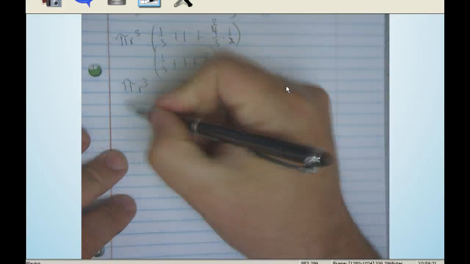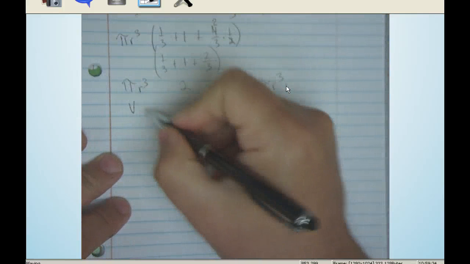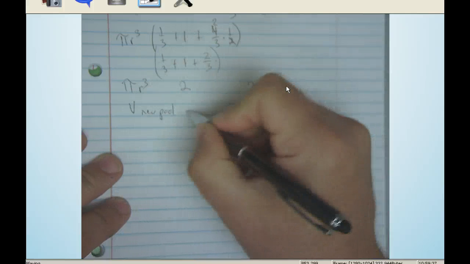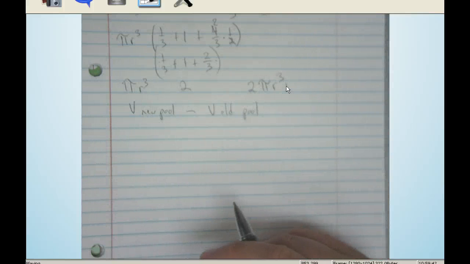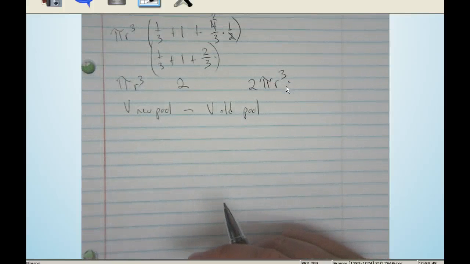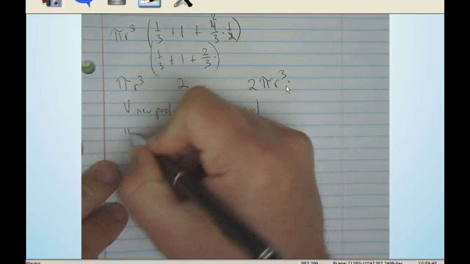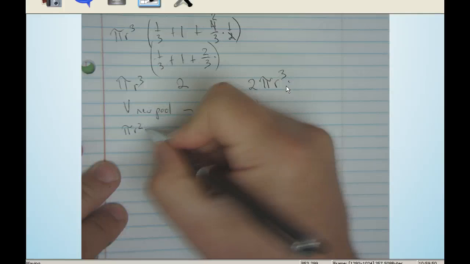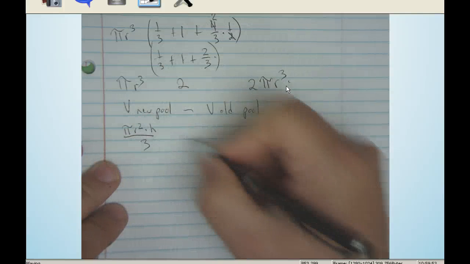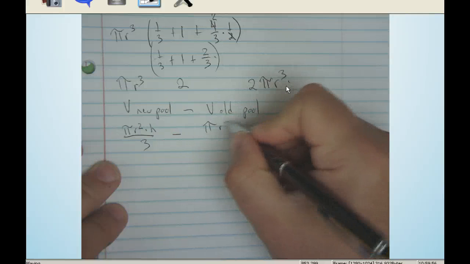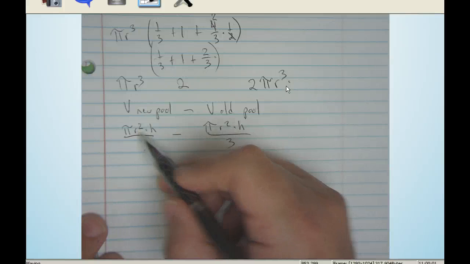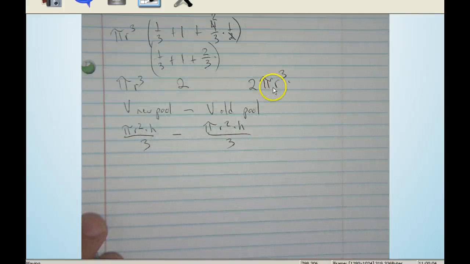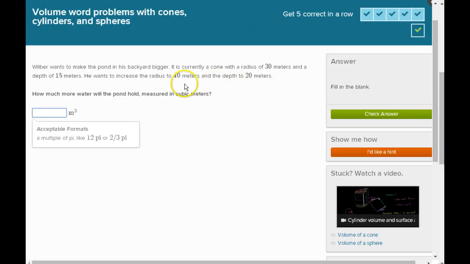So we're going to take the volume of the new pool, and we're going to subtract the volume of the old pool. Okay? They both use the same formula because they're both cones. And so that would be pi r squared times the height divided by 3, minus pi r squared times the height over 3. The difference was that the radius and the height have different values. So the new pool, double check this, but I think it was 40 and 20. Yeah, 40 for the radius, 20 for the height.